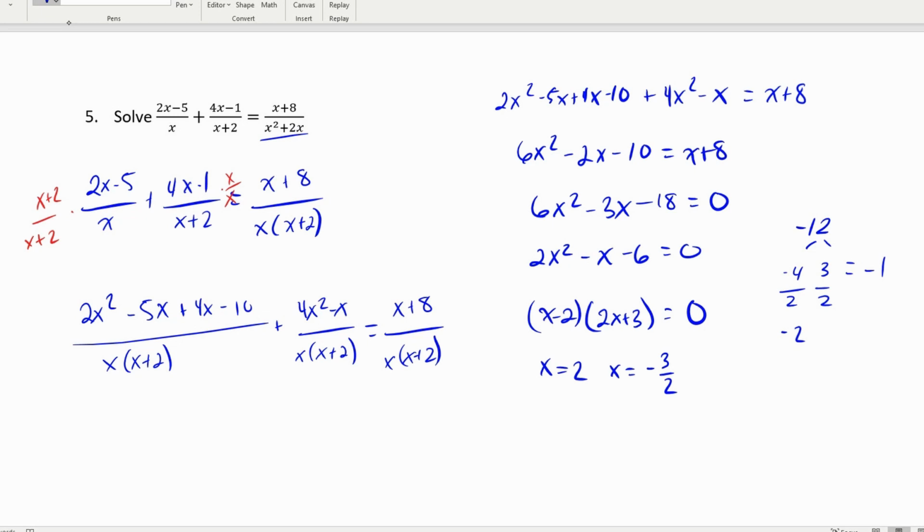What you're going to want to do with this is check the denominators and see if anything comes out that shouldn't, if you're dividing by 0 anywhere. And what I notice is I'm not dividing by 0 in any of these denominators, so both of these are going to be the final answer.